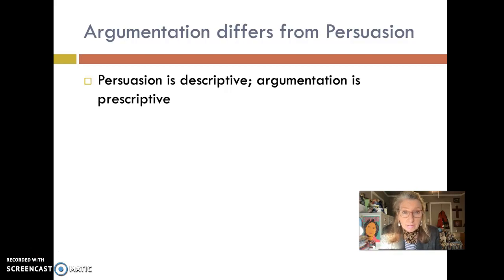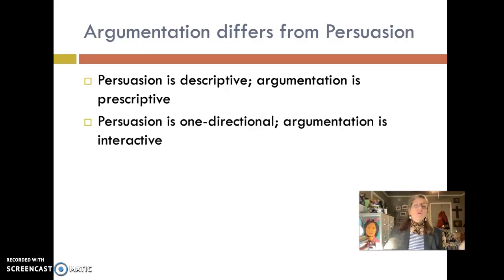Now, the goal of persuasion is to change someone's mind or change someone's behavior or change the status quo. And when we say descriptive, how it goes about persuading is different. Now, in argumentation, your goal may be to change someone's mind, but the way you go about it is different, and it is very prescriptive. You can't be vague in argumentation. It's very specific in the way that you engage in that process.